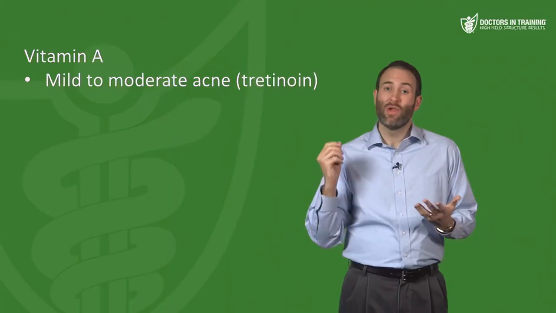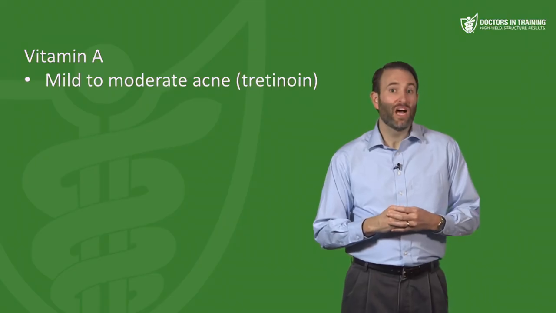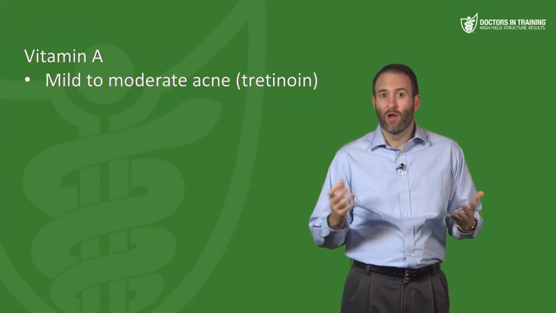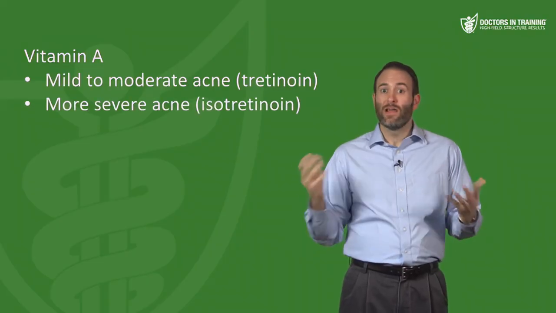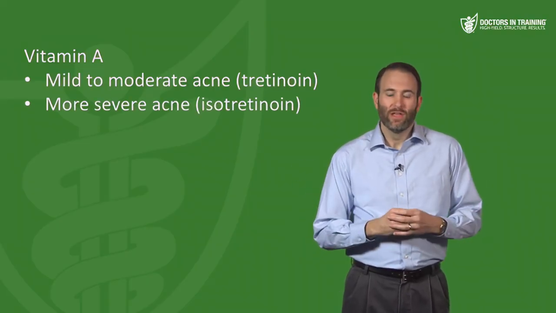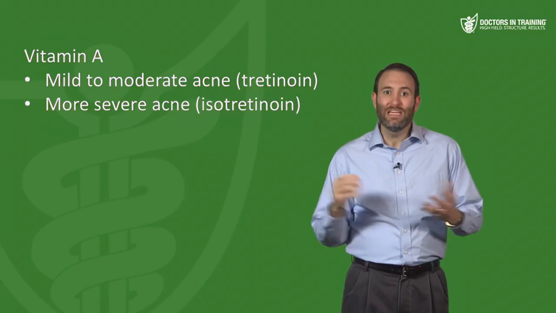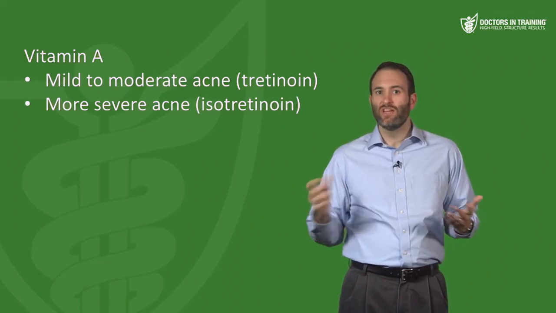Well, most of the time we use vitamin A to treat acne. Tretinoin is a very commonly used topical agent for mild to moderate acne. The oral form of vitamin A that's used for more severe acne is called isotretinoin. These vitamin A drugs act to decrease the size and secretion of sebaceous glands.